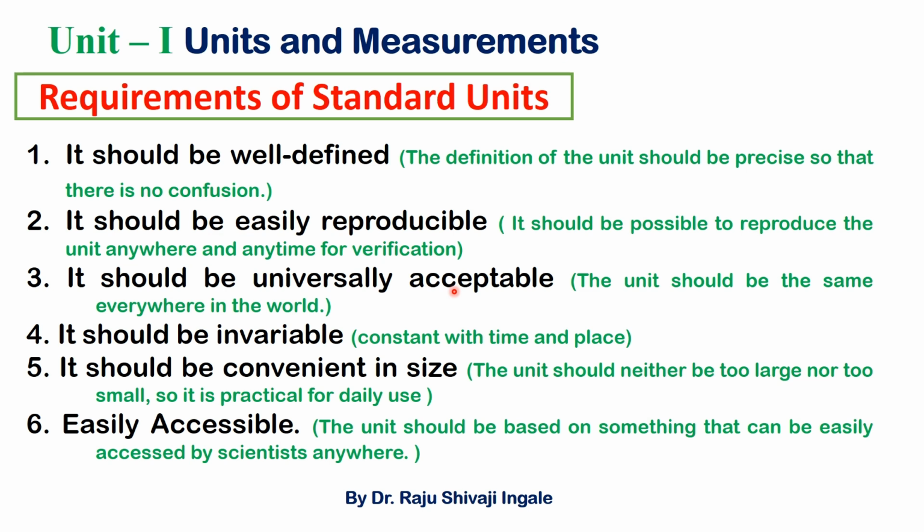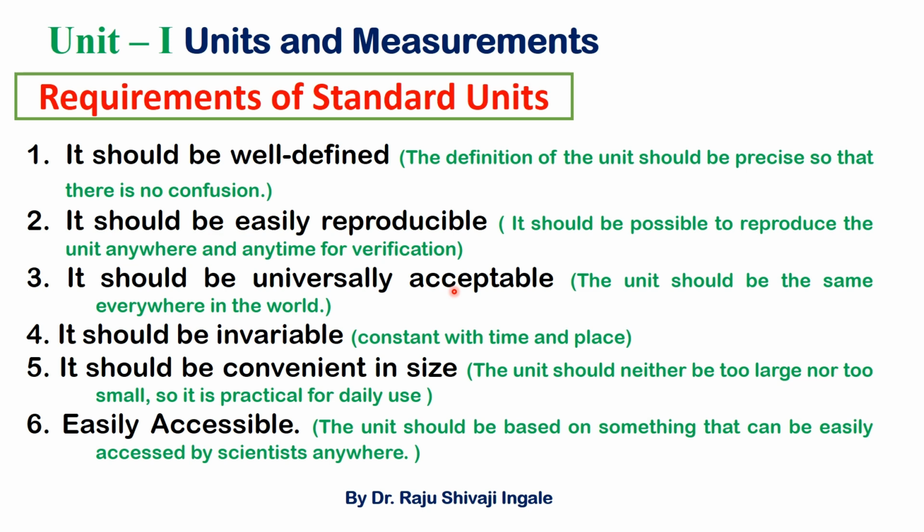Second, it should be easily reproducible. That means the standard should be such that it can be produced or verified in any laboratory or country. If a unit depends on a unique object which is kept in one place, it's not practical. Third, it should be universally accepted so that people from different countries can understand and exchange data without any confusion.